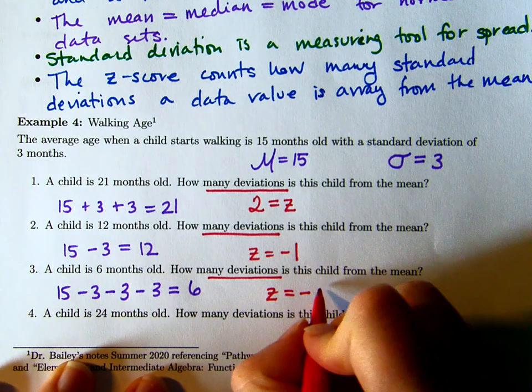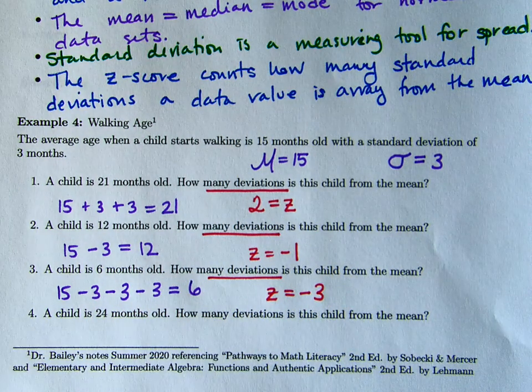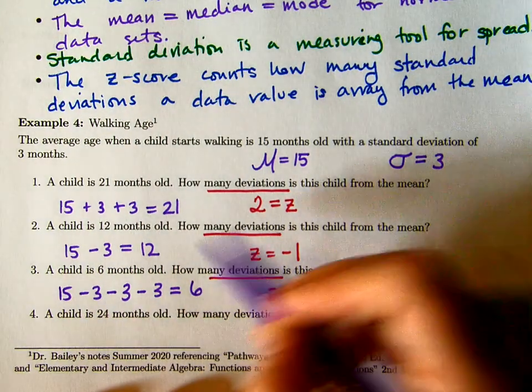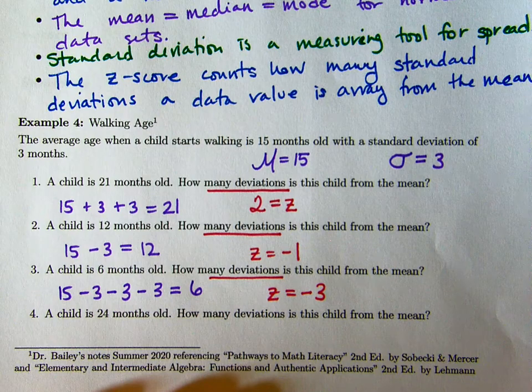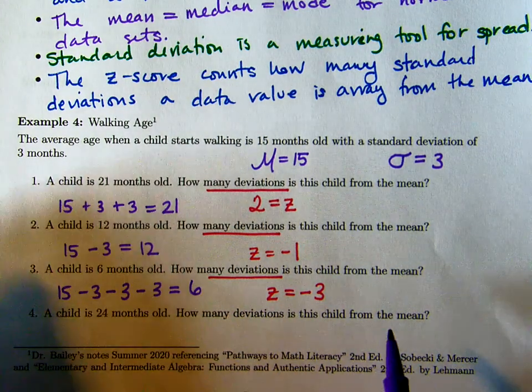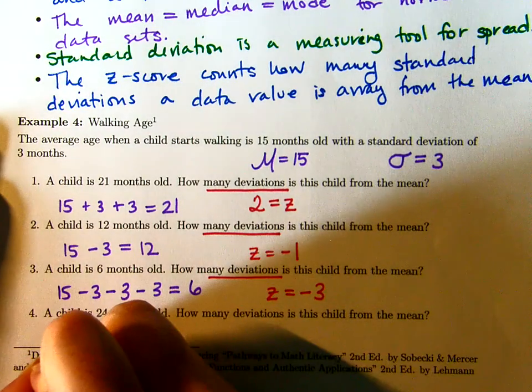1, 2, 3. 3 below. 3 standard deviations below. So 3 sets of 3 below the average of 15. 22 years old, 24 months. How many deviations is this child away from 15?